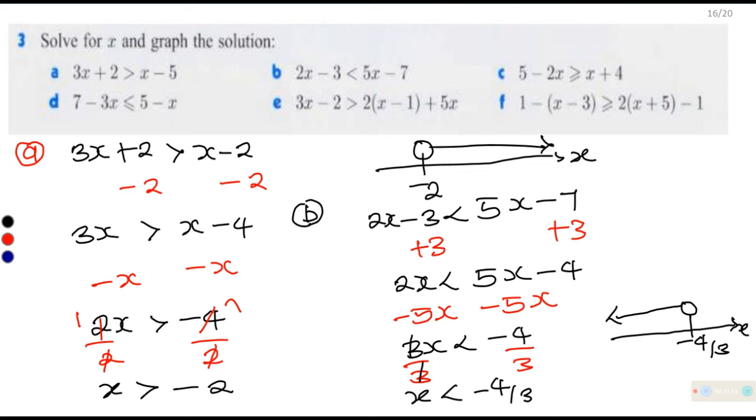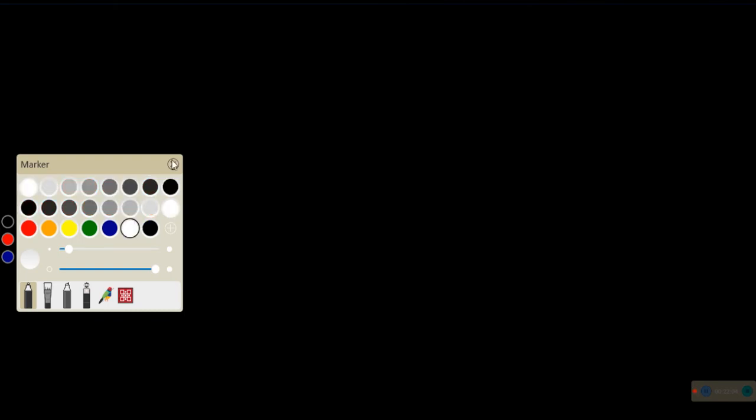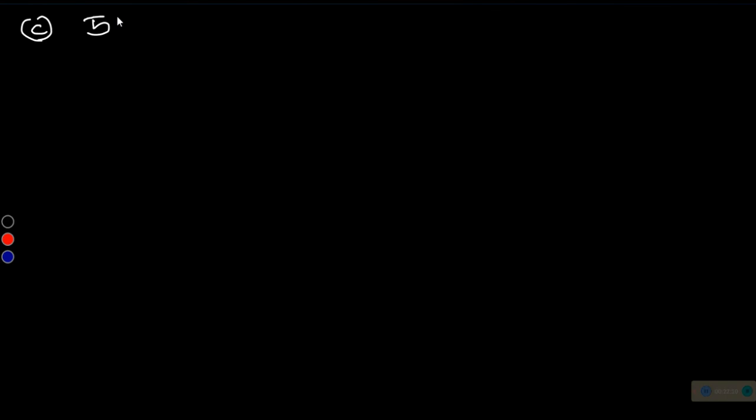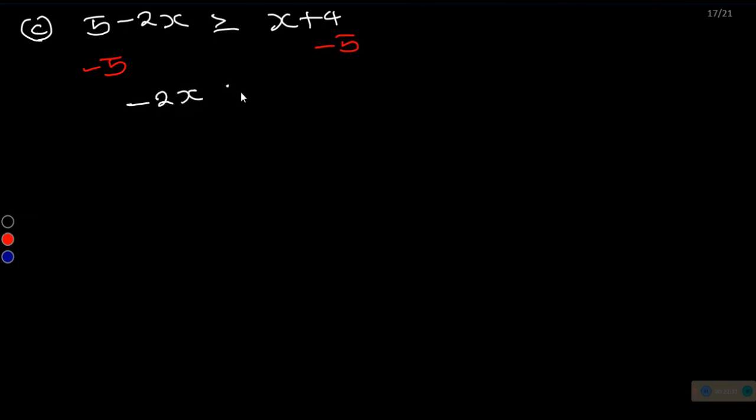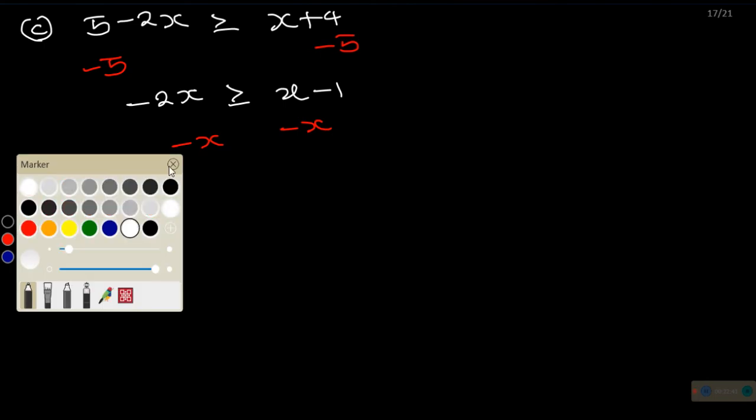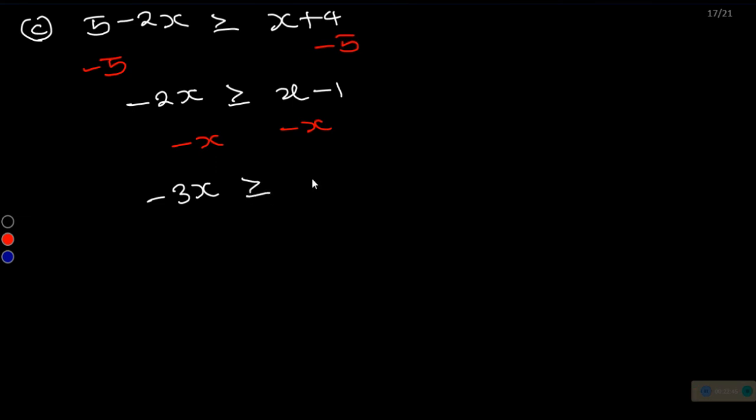Okay, so let's take C. It is 5 minus 2x greater than or equal to x plus 4. So we'll follow step by step from the left. Subtract 5 from both sides. That will give us minus 2x greater than or equal to x minus 1. And then we can subtract x from both sides. So that will give us minus 3x greater than or equal to minus 1.